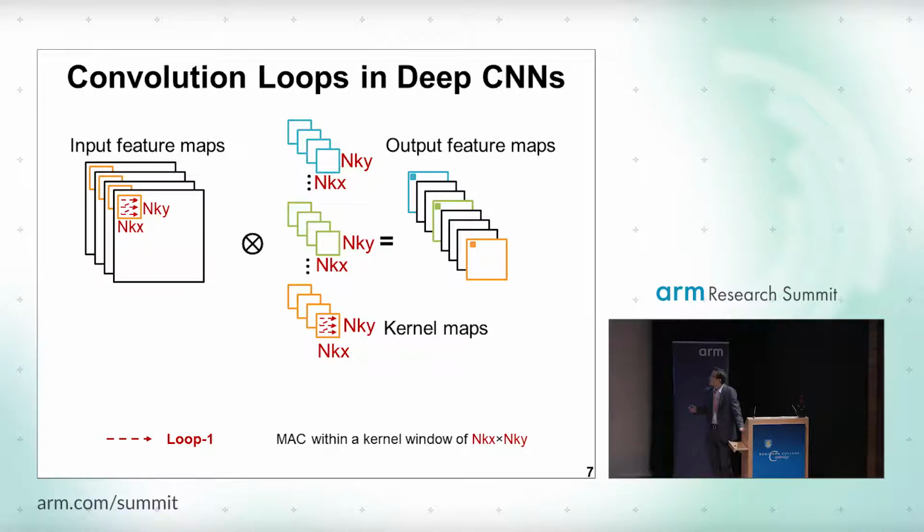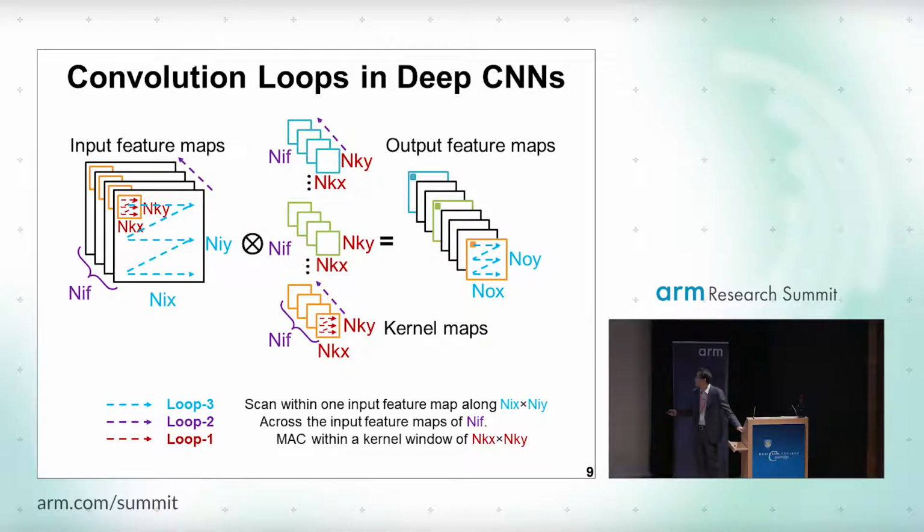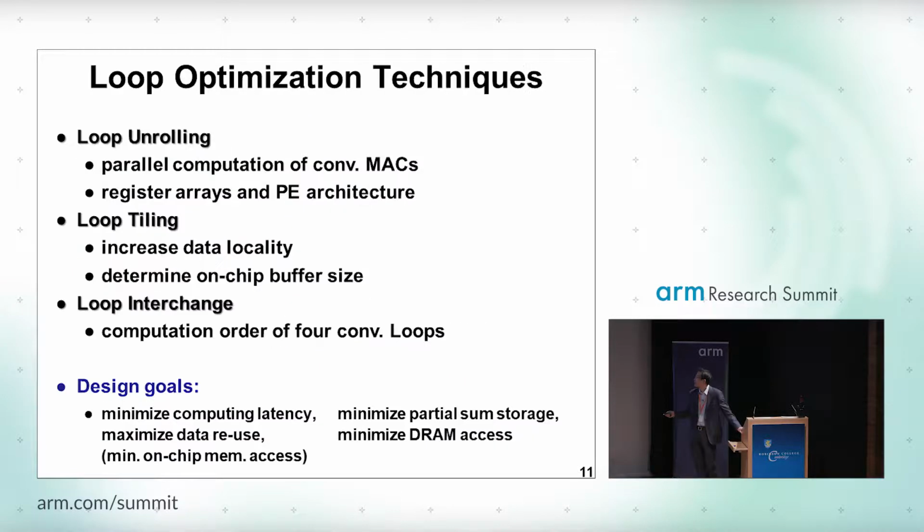Looking at the deep CNNs, the convolution operations are constituted of several loops. As we define it, loop 1 constitutes the element-wise MAC operations within a kernel window, like 3x3, 5x5. Loop 2 is the convolutional accumulation across different input feature maps. And if we do loop 1 and 2, we get one output pixel in one output feature map. We have to iterate this across the input feature maps to get different output pixels in one output feature map. And then finally, we have to iterate this across different output feature maps of NOF defined here.